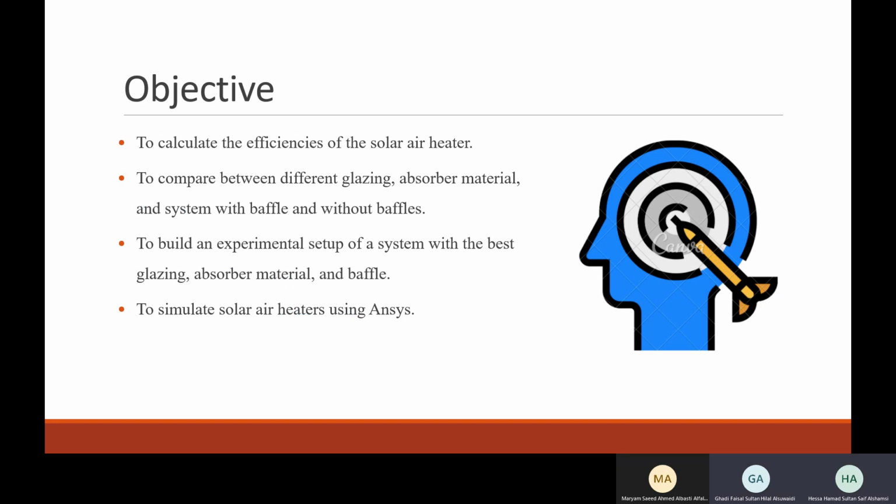Our objectives are to calculate the efficiencies of the solar air heater and find ways to increase both exergy and energy efficiency, to compare between different glazing and absorber materials and systems with baffles and without baffles, to build an experimental setup of a system with the best glazing, absorber material and baffles, and to simulate the solar air heater using ANSYS.